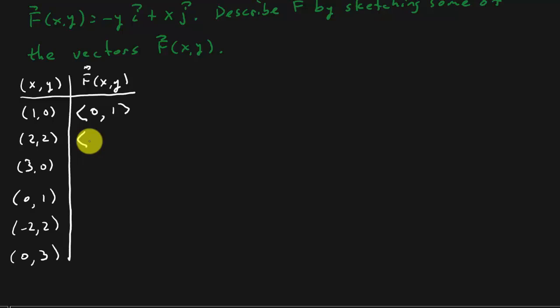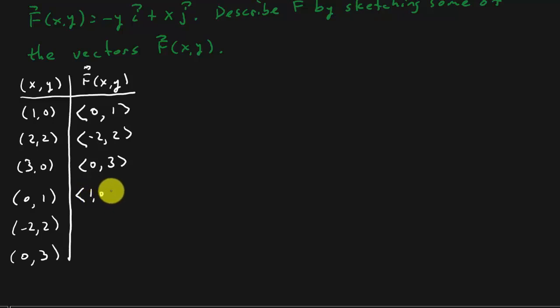And then we plug the 2, 2 in. If we plug this 2 in for y, I get negative 2, and plug the 2 in for x, I get 2. And then the 3, 0. Plug the 0 in for y, that would give me 0. Plug the 3 in for x, that would give me 3. So I would get 0, 3. And then you would keep doing that until you got them all.